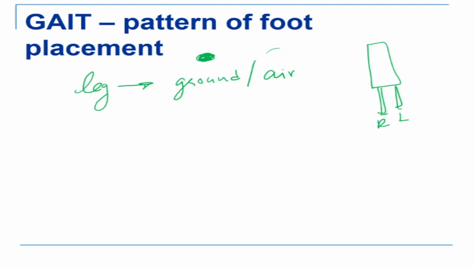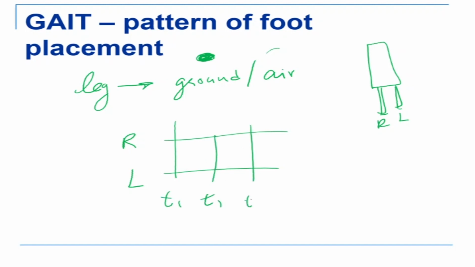If I draw my gait diagram, this is my right leg, this is my left leg, and at different instants of time, this is T1, this is T2, this is T3, and this is T4. Initially when you start, both the legs are on the ground, so I'll mark it as black. Next, one leg will be on the ground and the other leg is going to go in air and the body will move forward. Then the next instant, that is T3, what is going to happen? Both the legs are going to come on the ground, and then one leg is going to go in air.